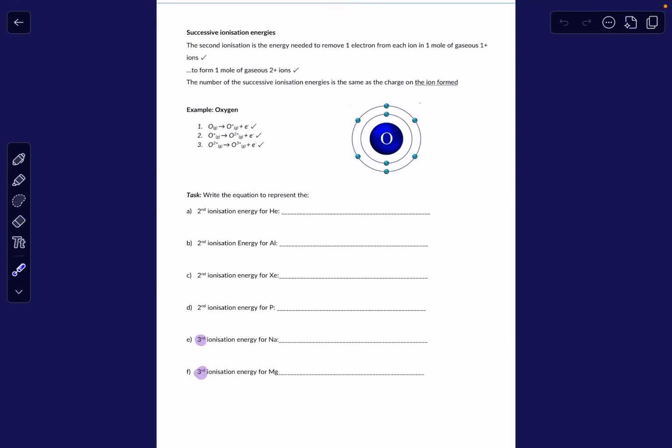Alright guys, welcome to the final video of week 1, and I promise this one's going to be a shorter one. So we're looking at successive ionization energies.